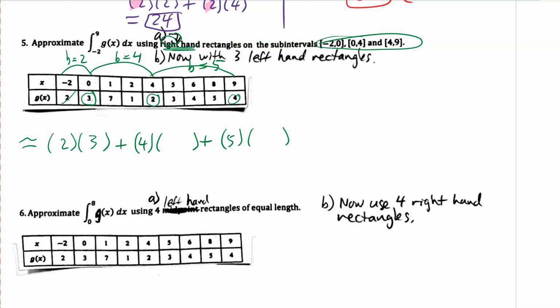Okay, so throwing those in, we got a 3 here, we got a 2 there, we got a 4 there. And that turns out to be, let's see, 6 plus 8 plus 20 more. We're looking at 34 square units.